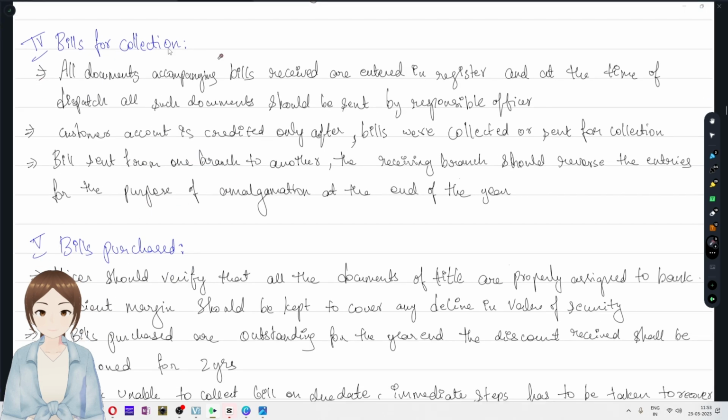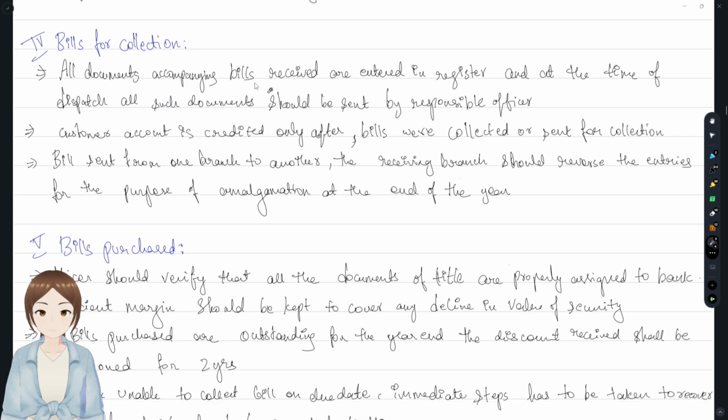And with regard to bills for collection, all the documents accompanying the bills received are entered in a register, and at the time of dispatch, all such documents should be sent by the responsible officers. All documents accompanying the bills received, that is, for the bills sent for collection, have to be entered in a register. And at the time of dispatch, as we have got our money back, we have to give all such documents. Who has to give? The responsible officer has to give.